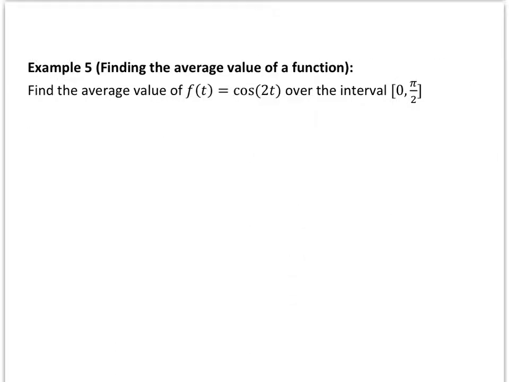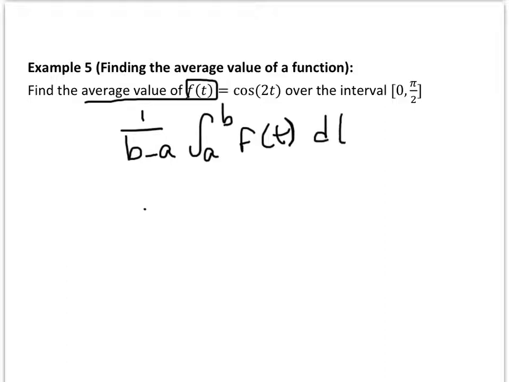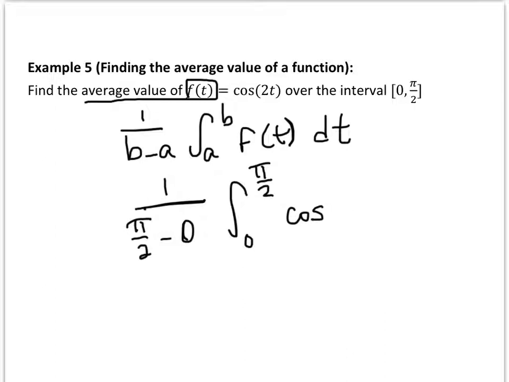We may also see average value questions presented to us straight out, find the average value of, just a straight algebraic question. So if I see average value of f of t, not average rate of change, and we'll talk about the differences between those a little later on, but average value, average y value, then I know that I'm using the 1 over b minus a formula. That's the formula I want to pull out. So in this case, I would have 1 over pi over 2 minus 0, times the integral from 0 to pi over 2 of cosine of 2t dt.